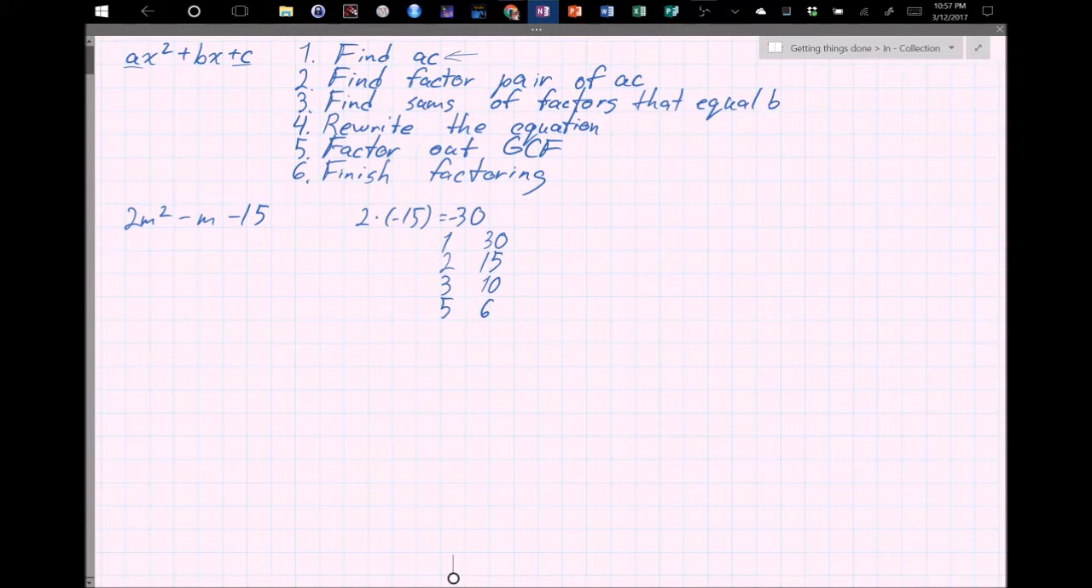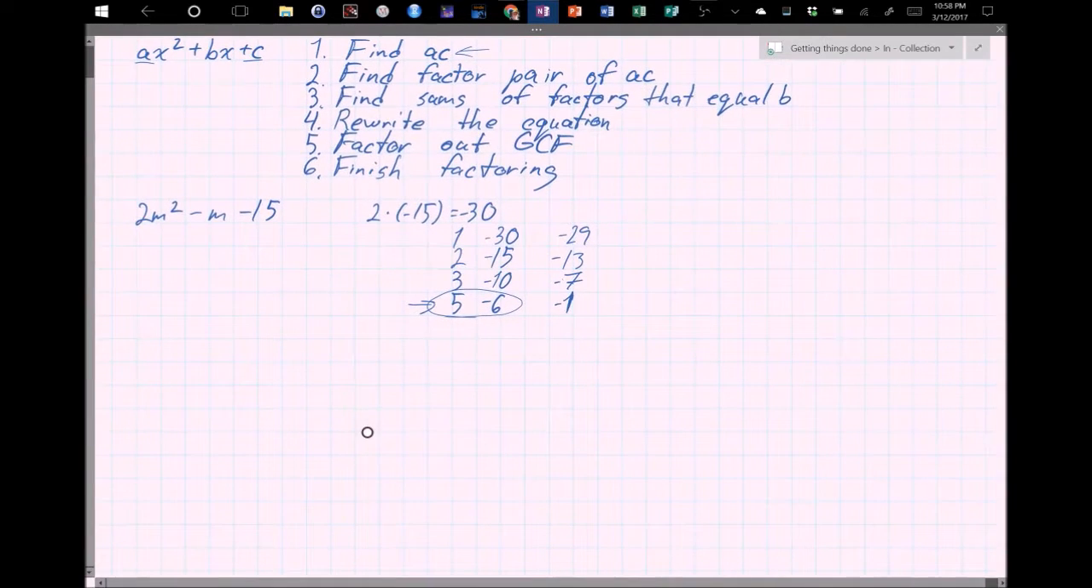Since the middle number is negative, I know that my bigger number is negative. And honestly, I'm not going to do the addition because I have negative 1 right there. What's 5 minus 6? Negative 1. And then I have negative 13, that is negative 7, negative 13, and then negative 29. Here's my answer. Here's what I'm looking for.